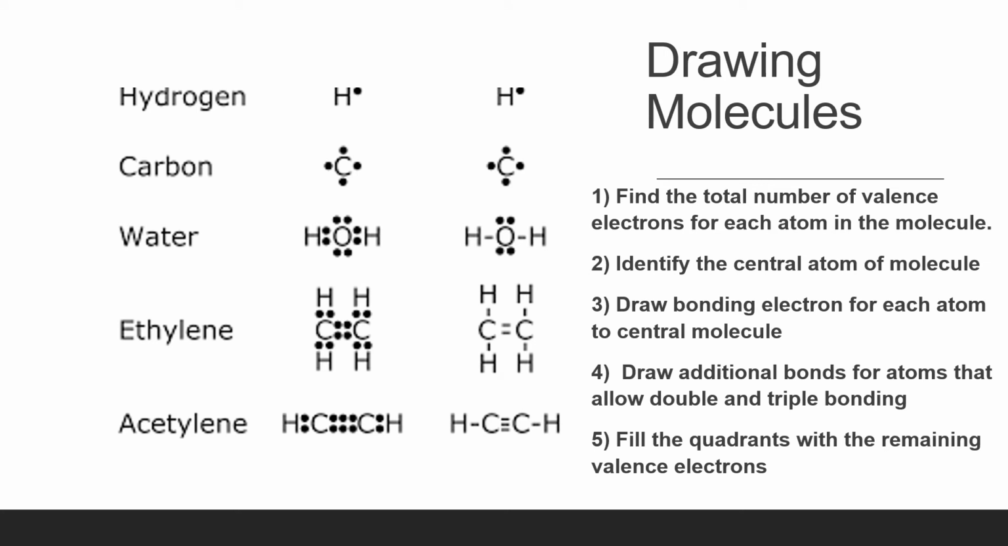When drawing molecules with Lewis structures, you must first find the total number of valence electrons for each atom in the molecule. You then identify the central atom of the molecule. You draw the bonding electron for each atom to the central molecule, and then draw additional bonds for atoms that allow double and triple bonding. Fill the quadrants with the remaining valence electrons. As you can see here in ethylene and acetylene, carbon allows for 4 bonds, so the carbons create double bonds to meet the octet rule.